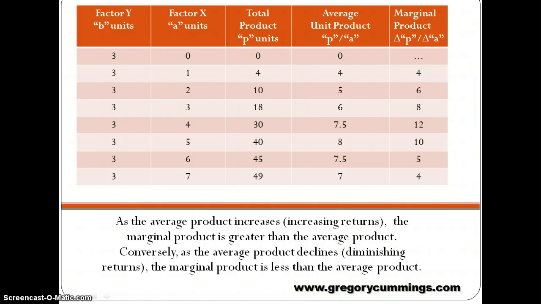Importantly, we also see that as the average unit product increases, the marginal product is greater than the average product. This is called a state of increasing returns. Conversely, as the average unit product decreases, the marginal product is less than the average product. This is called a state of decreasing or diminishing returns.